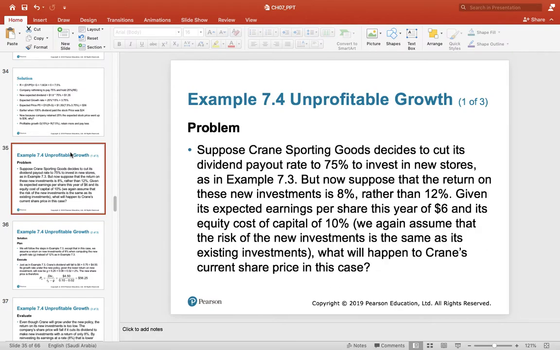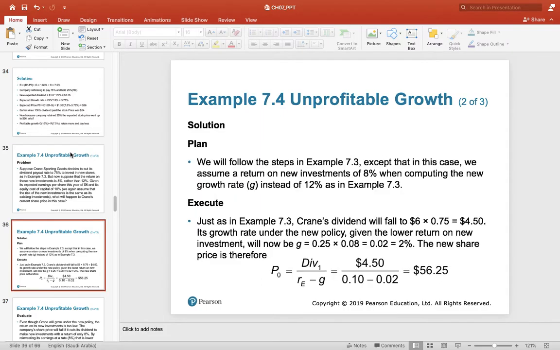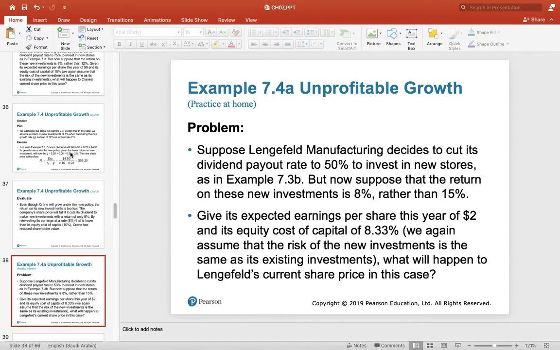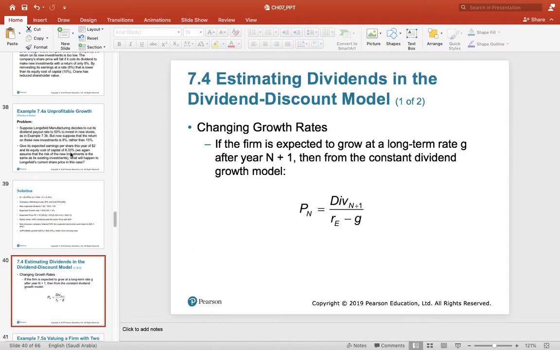Why did it happen? Shareholders could know that you are holding their money and investing in a project which will give 8%. They are expecting 10%, you are giving them 8%. So the demand for the stock will go down and the price will fall in the market. This is the way profitable and unprofitable growth works in the market. Now we will see this. Let me stop the recording here.